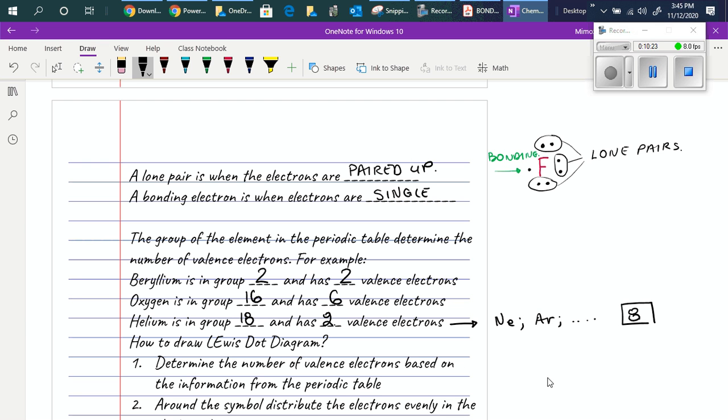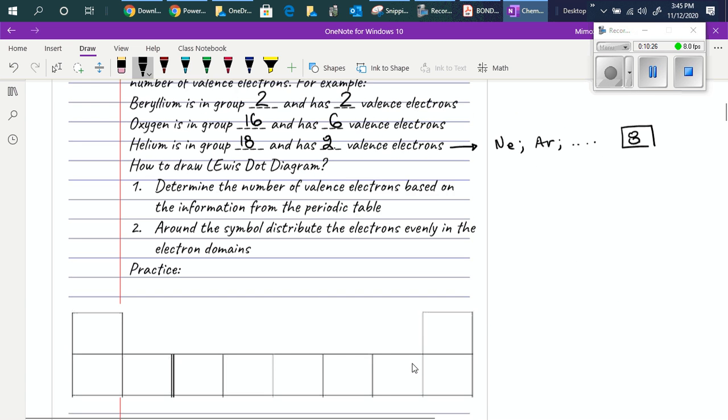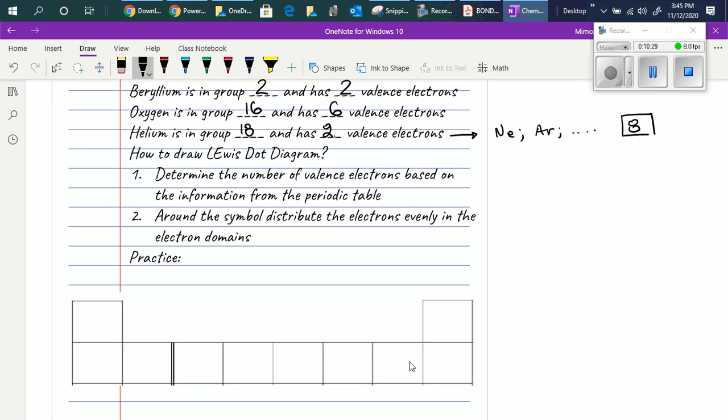Okay, so now let's see how we can draw. This is kind of a review from Science 10. So here you will draw the valence electrons for hydrogen, helium, lithium, beryllium, and then neon is here, and then we'll go fluorine, oxygen, nitrogen, carbon, and boron. Okay, so I'll stop here, and then you can draw the Lewis dot diagram for this, and I will do it in class.